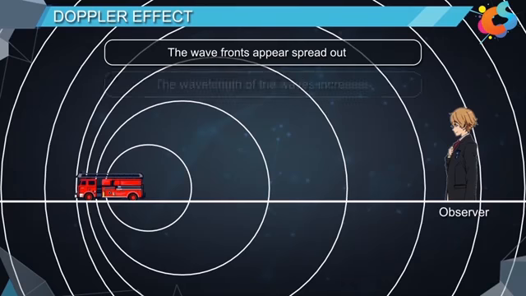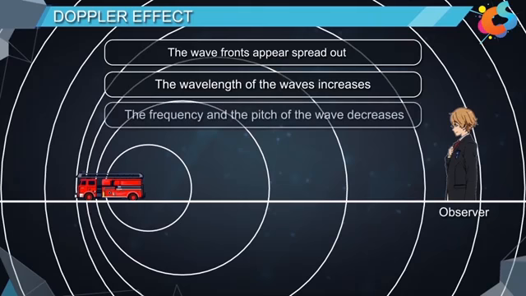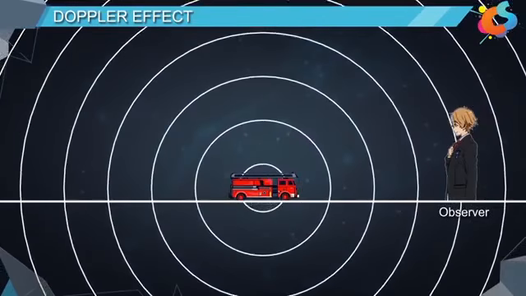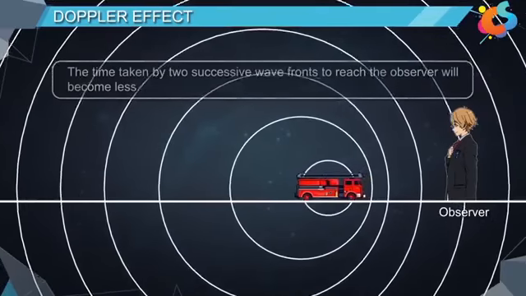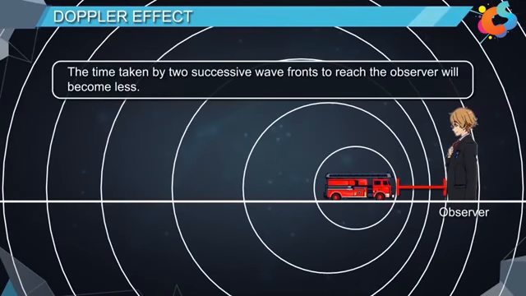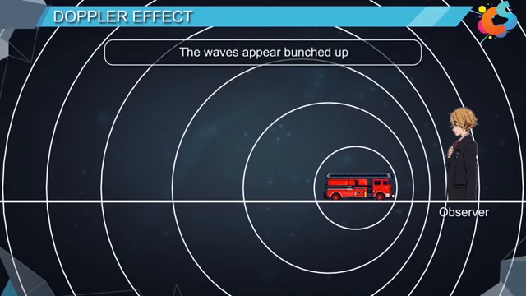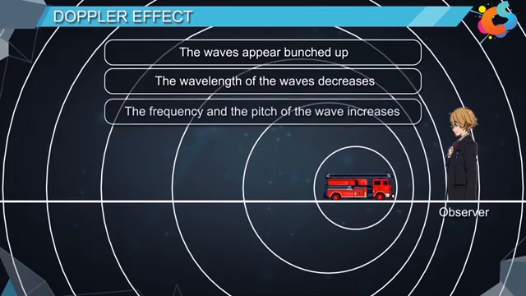Due to this, the wavelength of the waves increases, and the frequency and the pitch of the wave decrease. Similarly, if the source emitting waves moves towards the observer, the time taken by the two successive wavefronts to reach the observer will become less. The waves appear bunched up. Due to this, the wavelength of the waves decreases, and the frequency and the pitch of the waves increase.